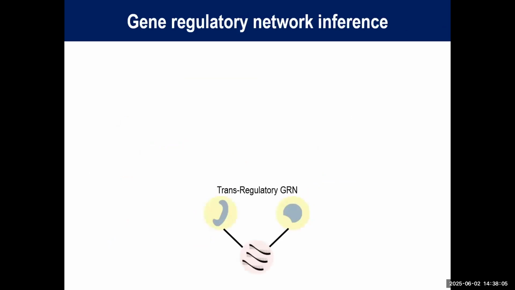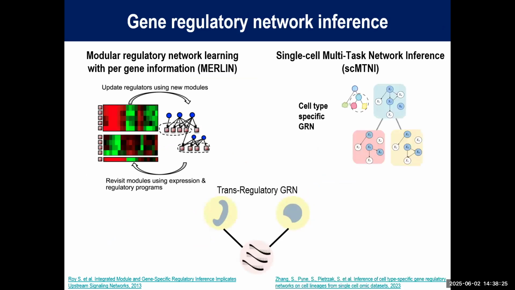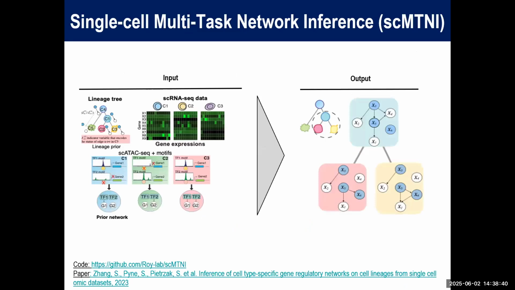Once we have these cell types defined, we want to infer the gene regulatory networks, identifying the connections between the transcription factors and the target genes. For this, we use two types of algorithms, again from Roy Lab. The first one is called Merlin, and the second one is SCMTNI. SCMTNI focuses on cell type specific GRNs, whereas Merlin does not. So I'll be focusing more on SCMTNI, briefly, not going into a lot of details.